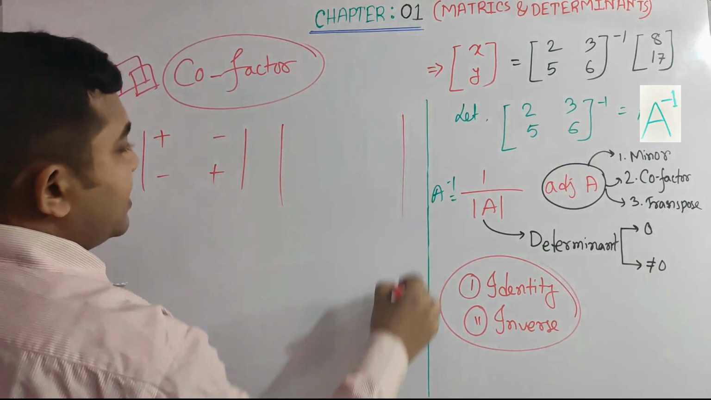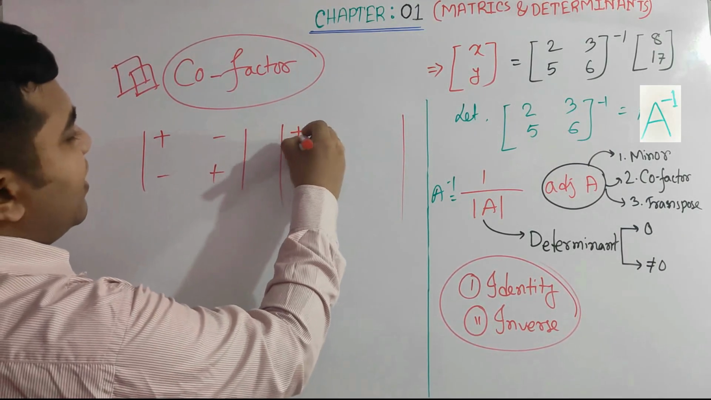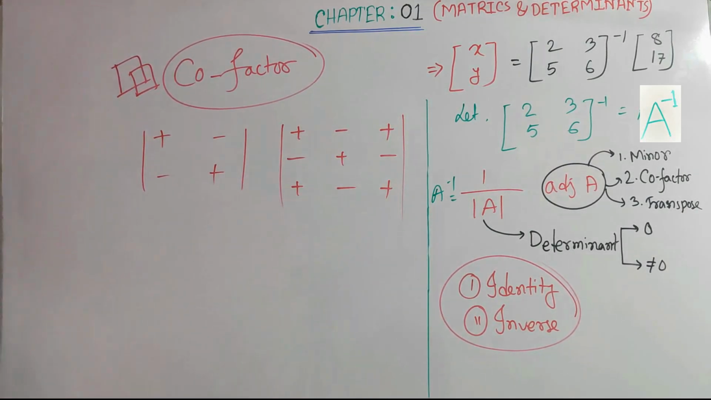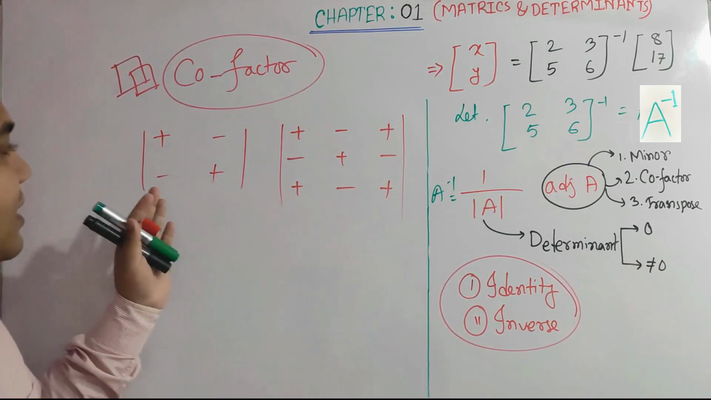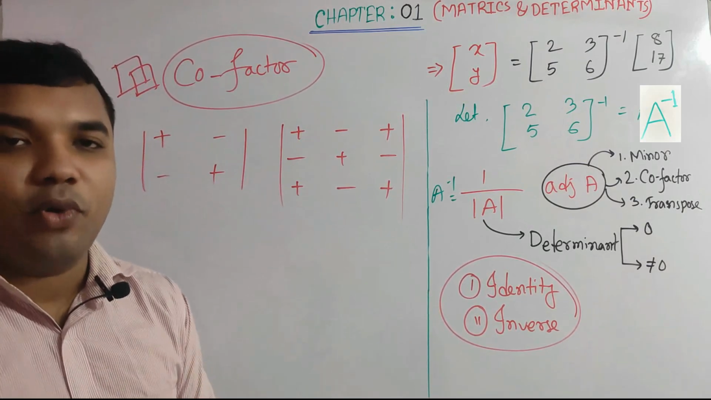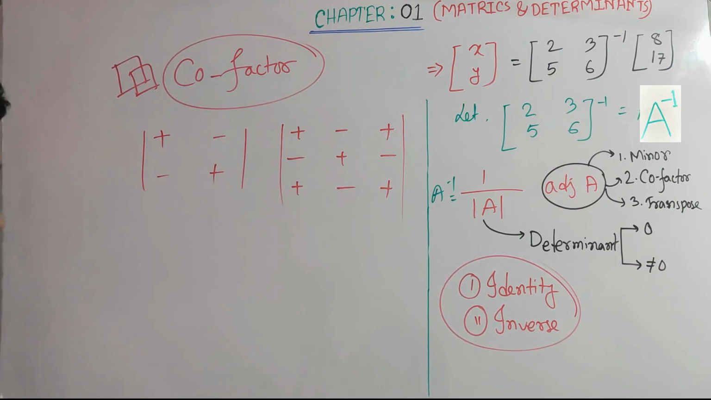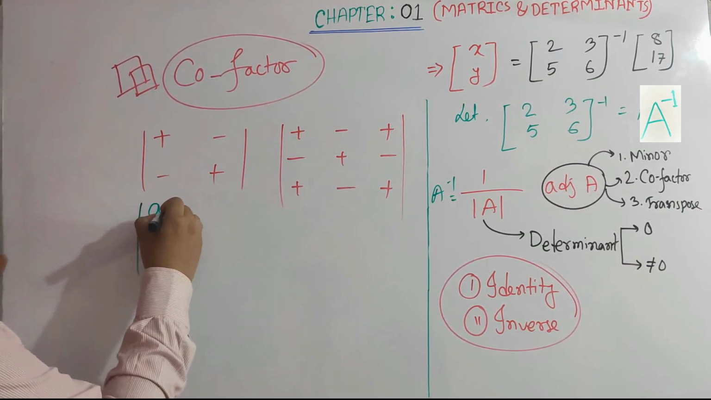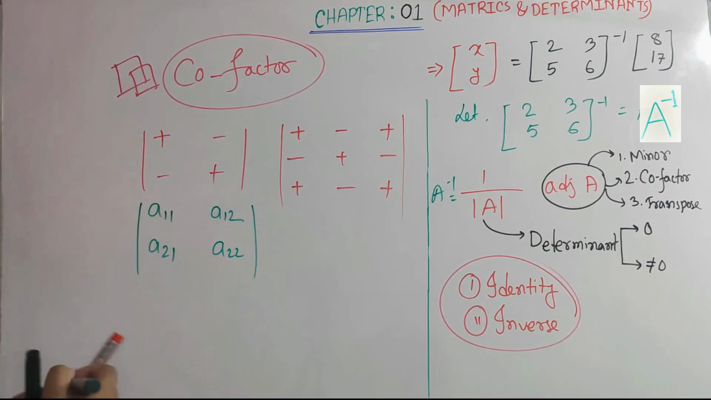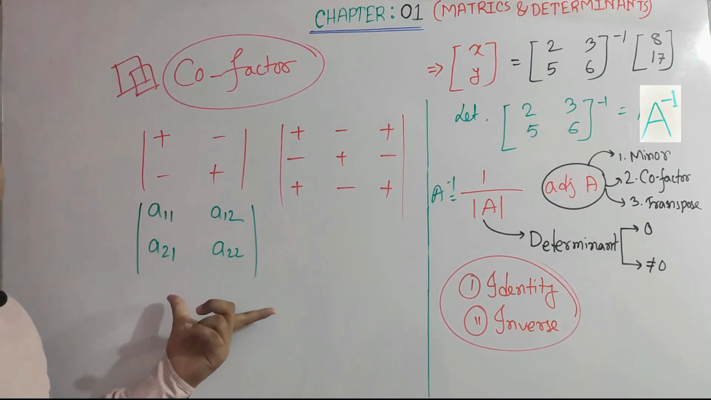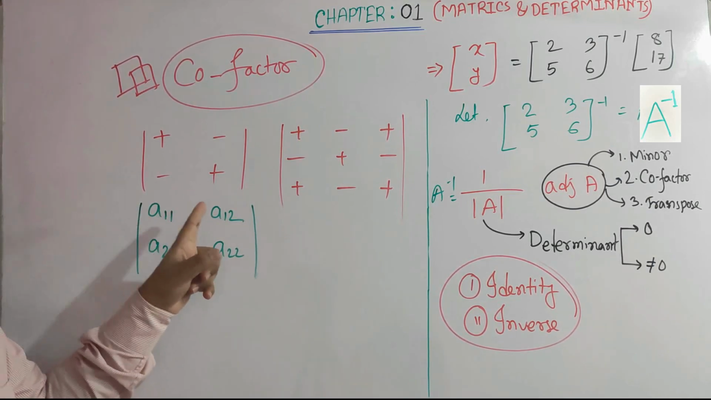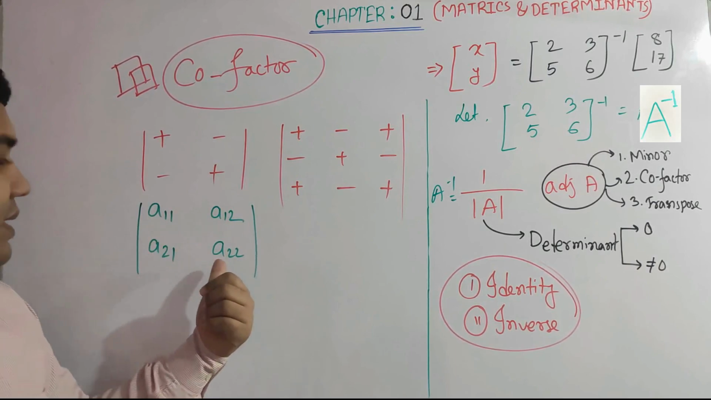In the case of a 3 by 3 determinant, we generally talk about plus minus plus, minus plus minus, then plus minus plus. Generally the sign system should be this. But why is the sign system like this? It is a very important question, and the answer is this: if the 2 by 2 matrix is A11, A12, A21, A22, and suppose this is our actual determinant, the positions are first row first column, first row second column, second row first column, and second row second column.